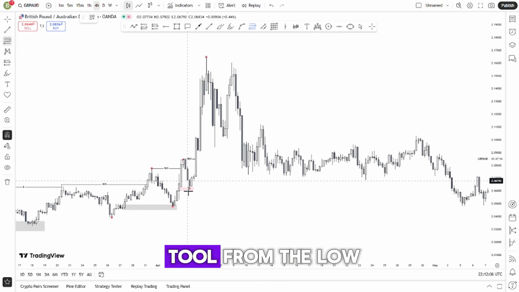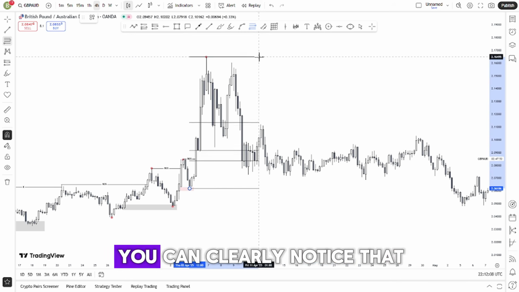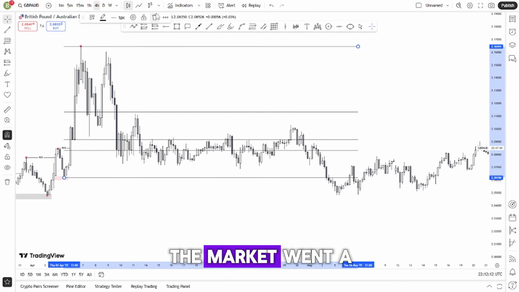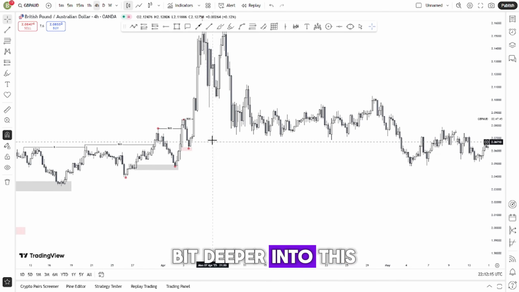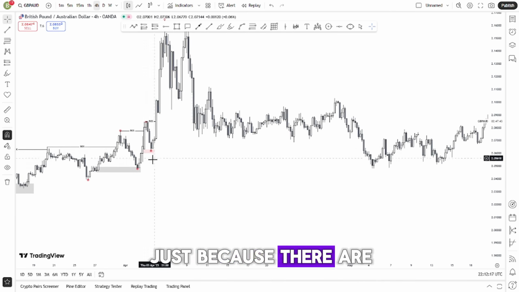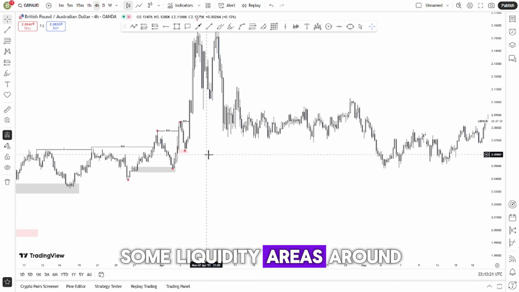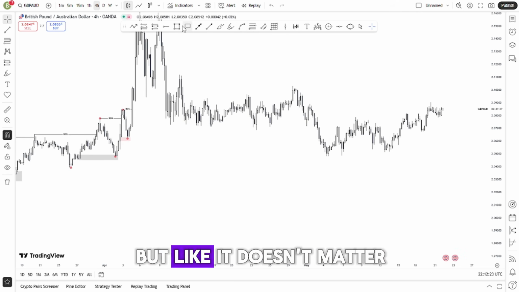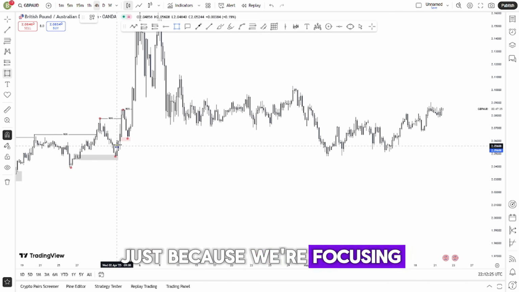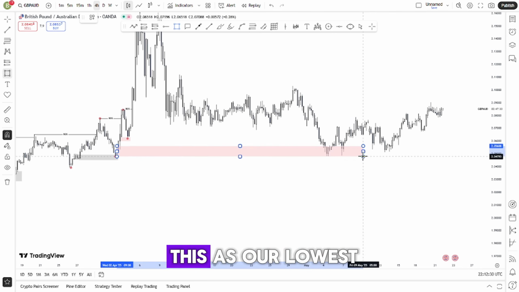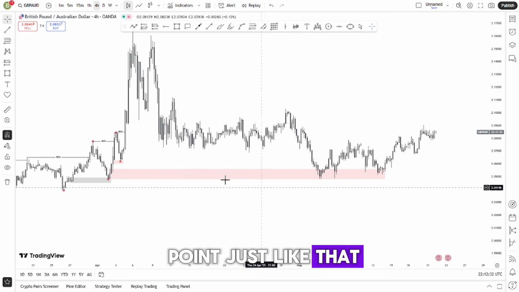So taking a fib tool from the low to the high, you can clearly notice that this is our overall trading range. But the market went a bit deeper into this area here, just because there are some areas of value, and then there are also some liquidity areas around this point here. But it doesn't matter, just because we're focusing on the structure at the moment. So here we have this as our lowest point, just like that.